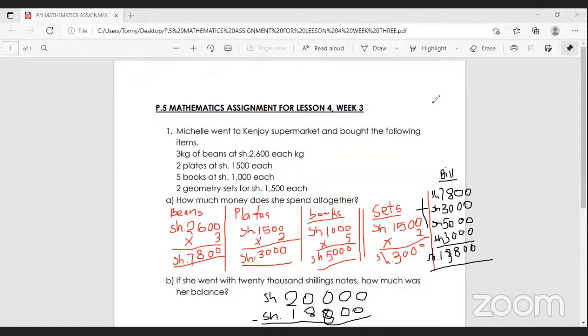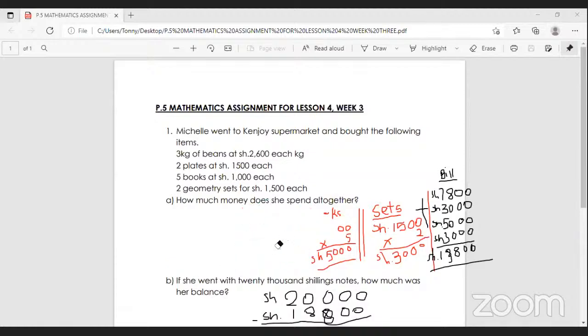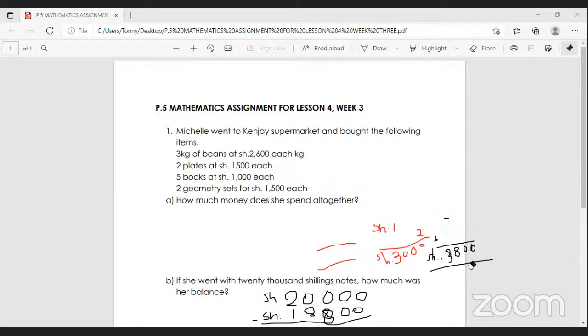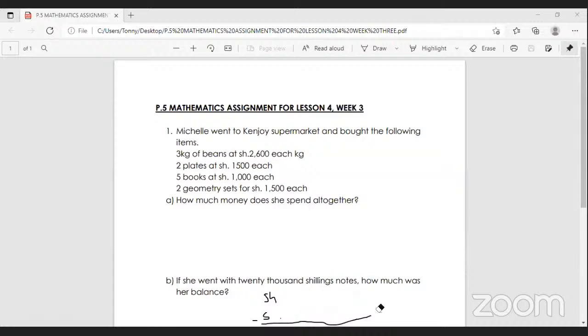So members, now we can go ahead. The rest of the numbers, please make sure you do them. That is how you will be doing when you find such questions. So make sure you answer all. There were only two numbers for you to do, but that is how you were supposed to do.